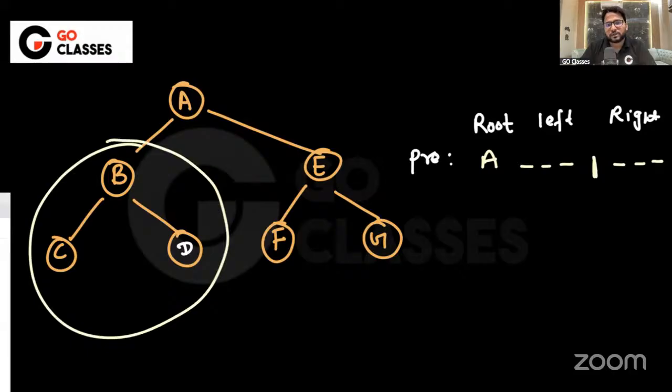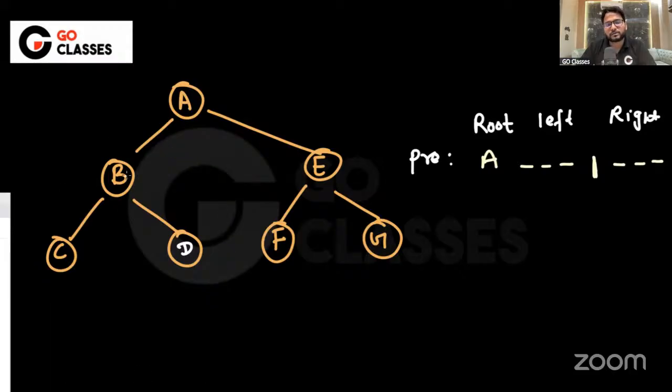Now do it recursively. If you come here, what is the root? Root is B, and then left is C and right is D. Root, left, right. Similarly here also, root E, left is F, and then right is G. What is the post-order? Or maybe first let me write in-order. What is the in-order? In-order is basically left, root, and right.